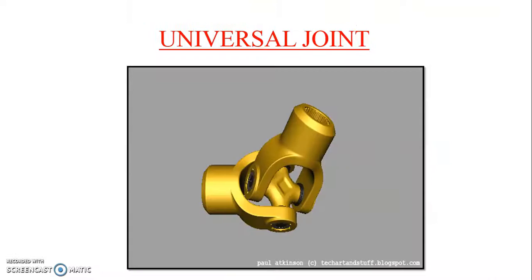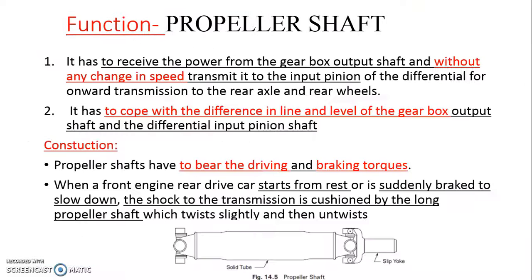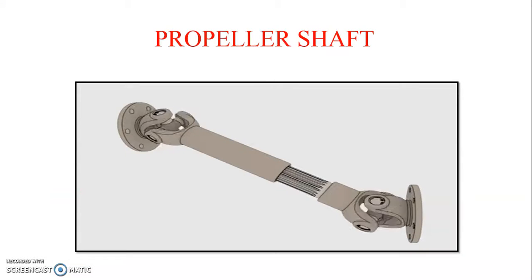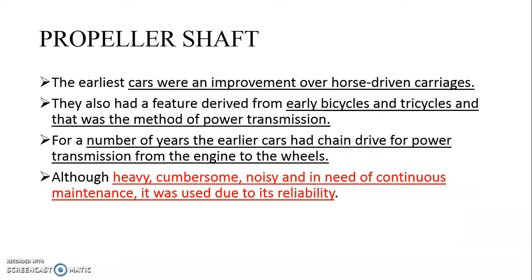Okay, we have seen what a propeller shaft is. The propeller shaft is an important mechanical element which is used to transfer power from the gearbox to the differential, and it uses a universal joint and slip joint arrangement. Here we have also seen the history of the propeller shaft, how it has evolved, and why there is a need for a propeller shaft.